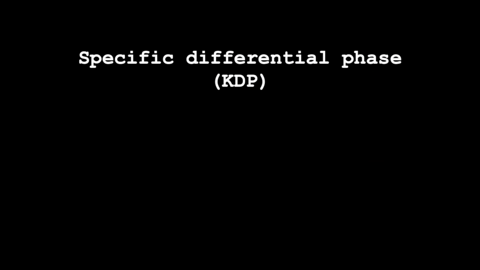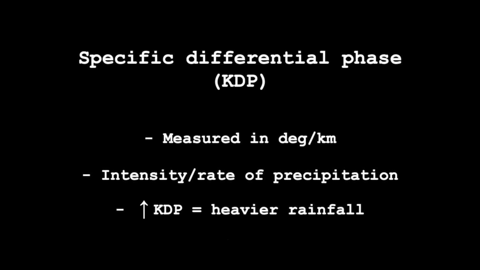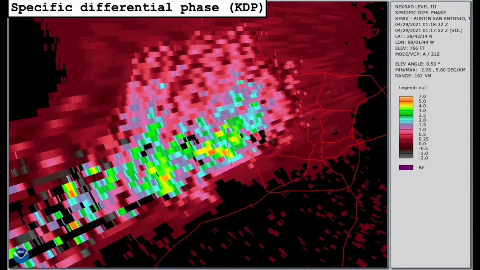Since phase shift is measured in degrees, KDP has units of degrees per kilometer and ranges from -2 to 10. Increasing values of KDP represent an increase in the size and concentration of raindrops, which can attenuate the radar beam more. This suggests heavier rainfall. KDP may vary between areas of precipitation, even if reflectivity among these areas is similar.